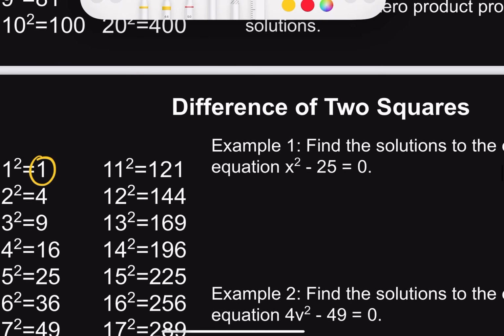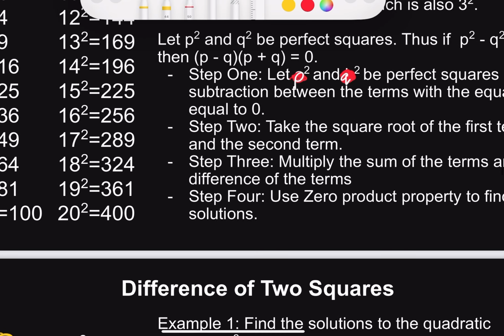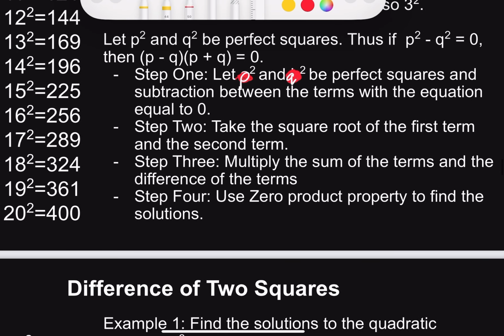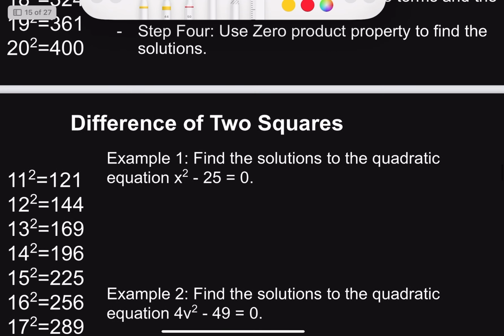Let's go back up and follow the steps. Step number 1, make sure that the first term and the second term are perfect squares and subtraction between the terms with the equation equal to 0. Well, we have that. So, step number 2, take the square root of each term. So let's take our x squared and put it over here on the side. Take our 25, put it over here on the side as well. And we're going to take the square root of each term.